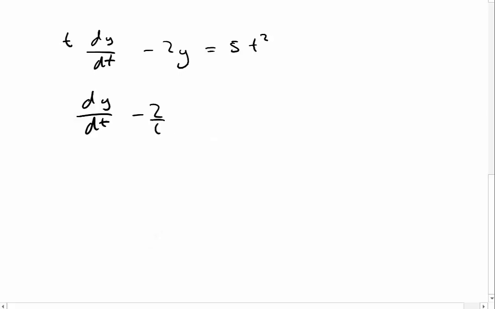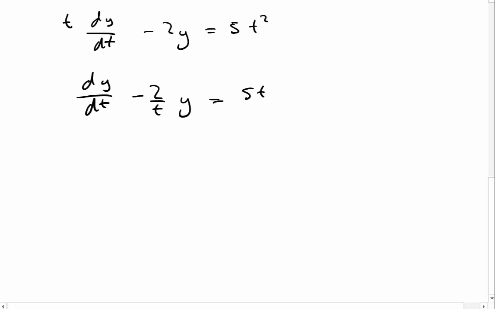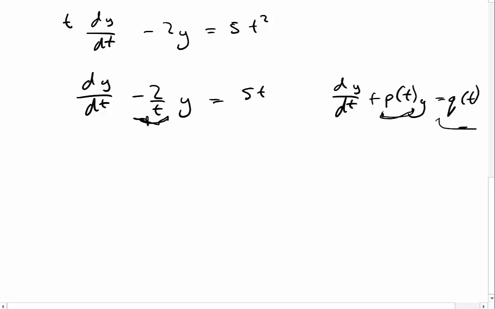Minus 2 over t times y equals 5t squared over t. So effectively that just becomes 5t, right? That's fine. So now I've got it in the form dy/dt plus p(t) times y equals q(t). So what is everything? p(t), the coefficient in front of my y, is minus 2 over t. My q(t) is 5t.